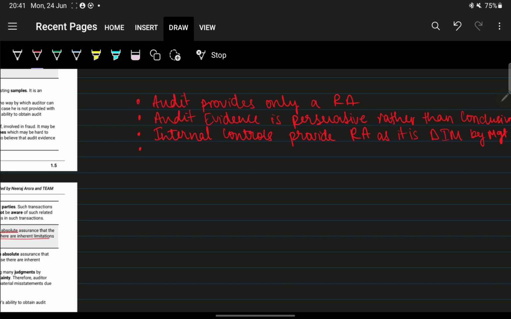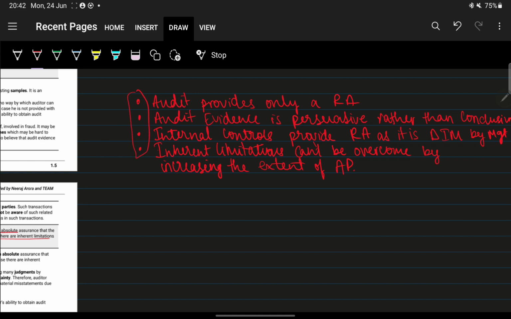Next, lastly, the inherent limitations can't be overcome by increasing the extent of audit procedures. Okay, so these are the 4 points that you have to write before starting the inherent limitations.